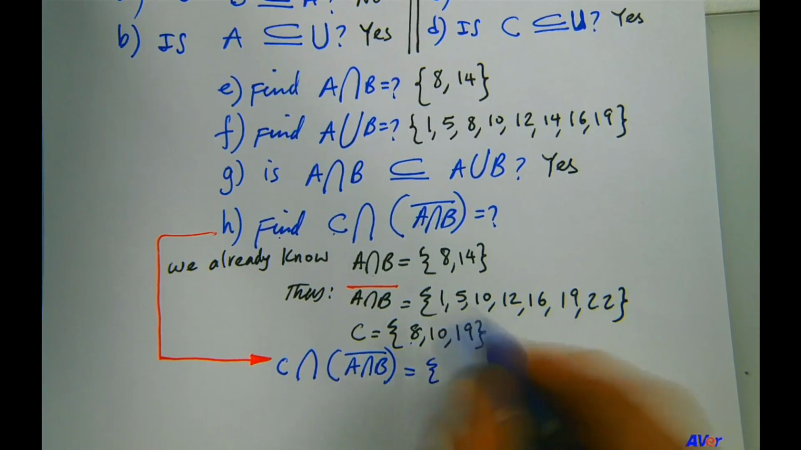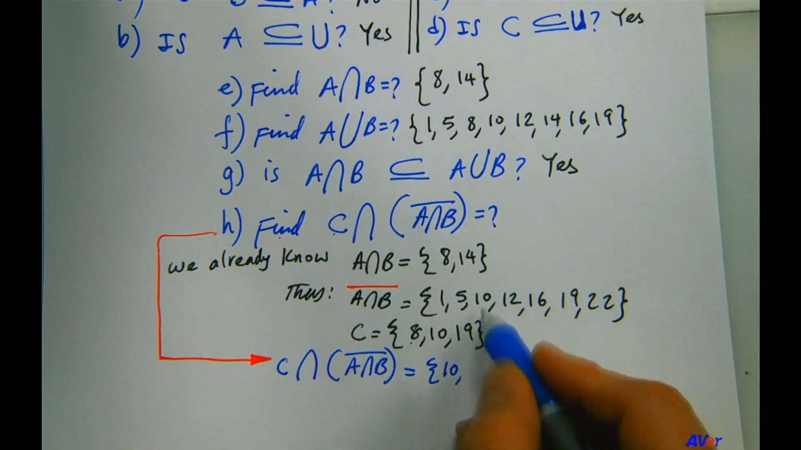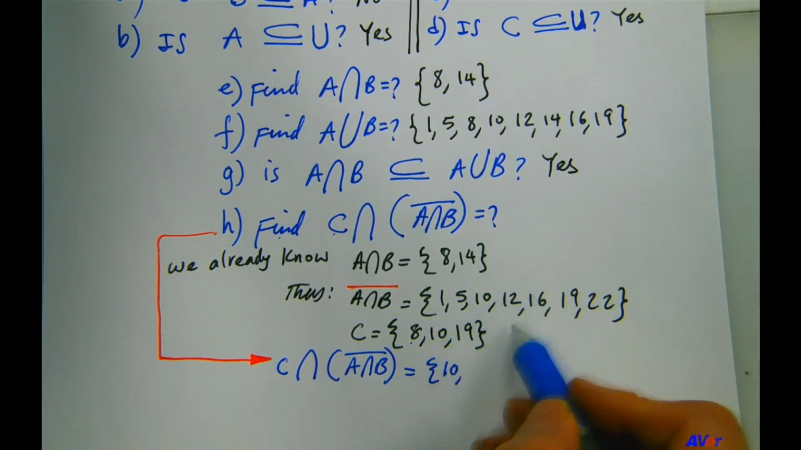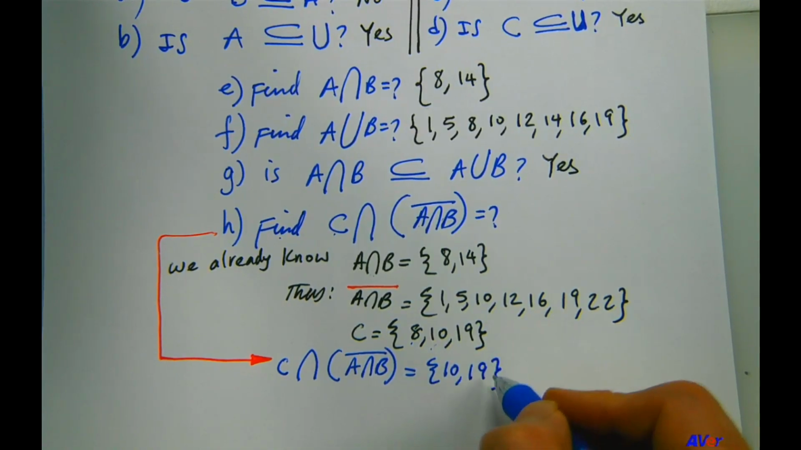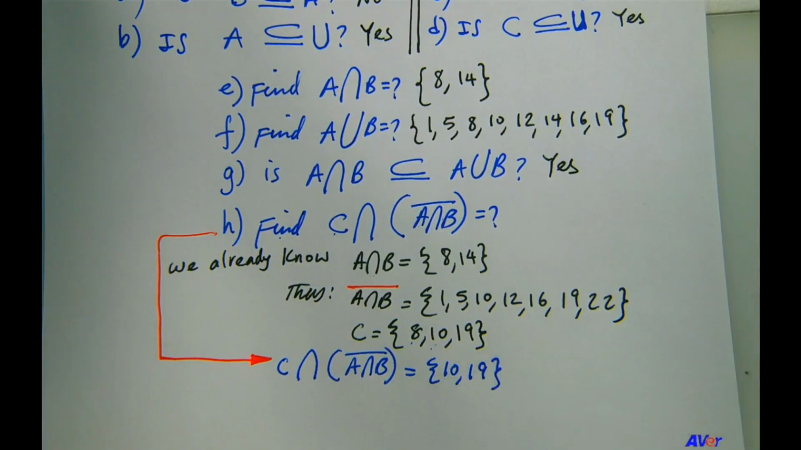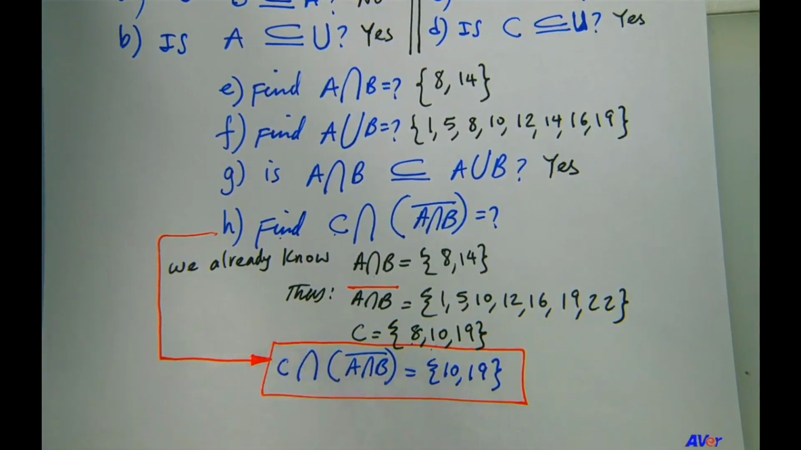Do we have 8 anywhere there? No. 10, yes, we have 10. And then 12, no. 16, no. 19, yes. So this is the desired outcome, or set: just 10 comma 19.